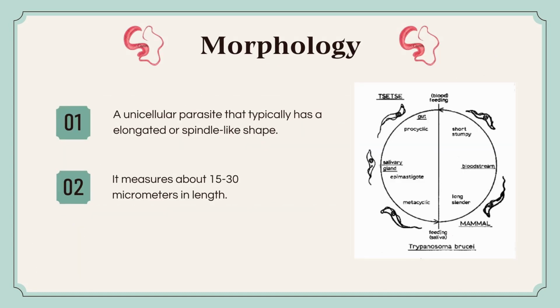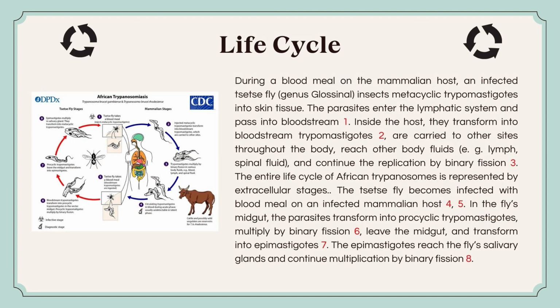Morphology: it is a unicellular parasite that typically has an elongated or spindle-like shape. It measures about 15 to 30 micrometers in length. In the life cycle, during a blood meal on the mammalian host, an infected tsetse fly injects metacyclic trypomastigotes into skin tissue. The parasites enter the lymphatic system and pass into the bloodstream.